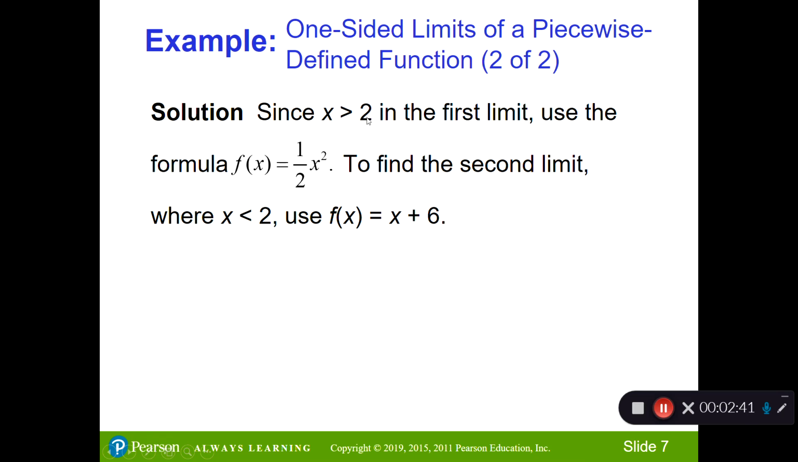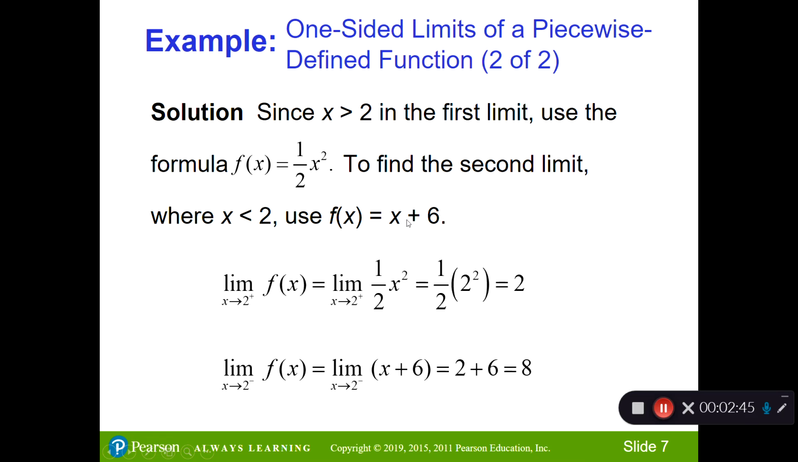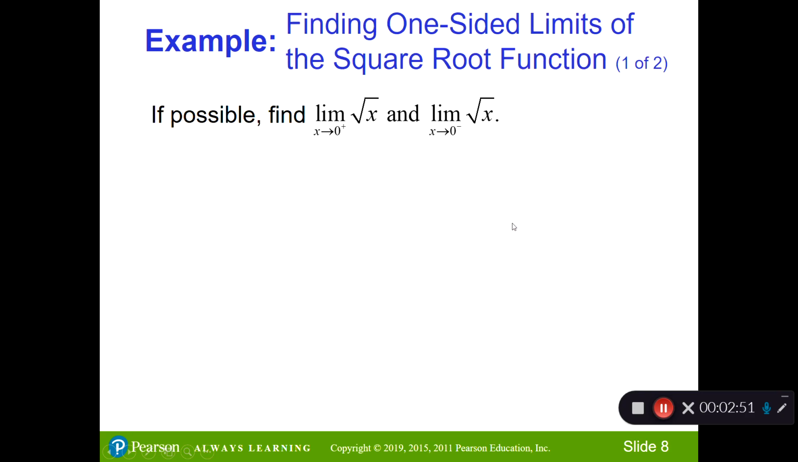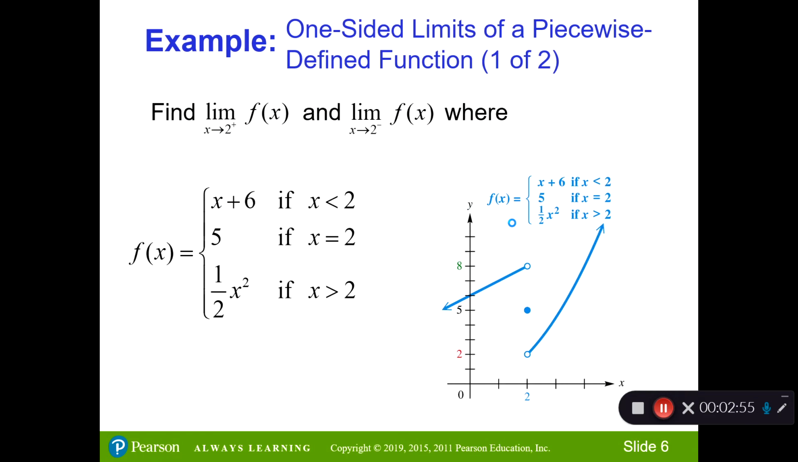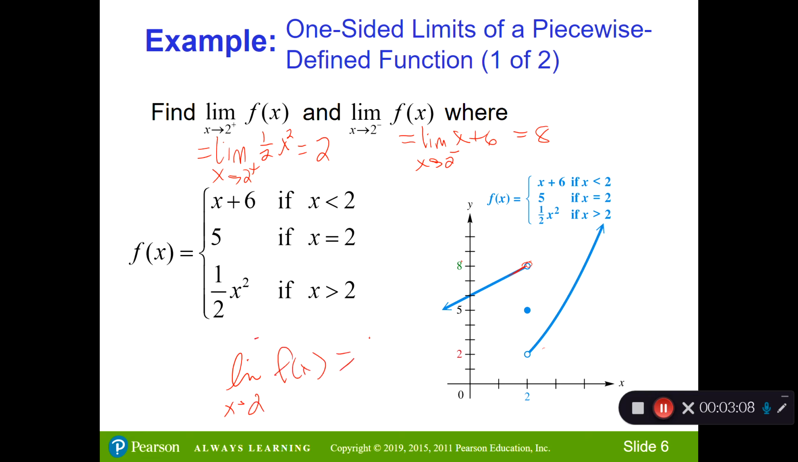So when x is bigger than 2, that's my right-hand limit, we use that function. When x is less than 2, we use this function. That's the left-hand limit. Since the two are not equal, the two-sided limit does not exist there. And we see that because from the left is going to a different value than from the right. So we would say the limit as x approaches 2 of f of x does not exist.